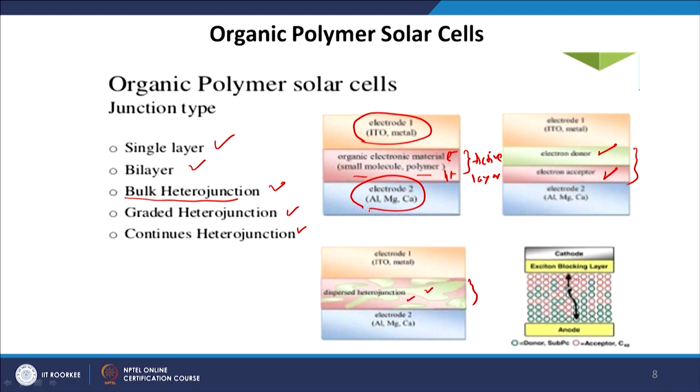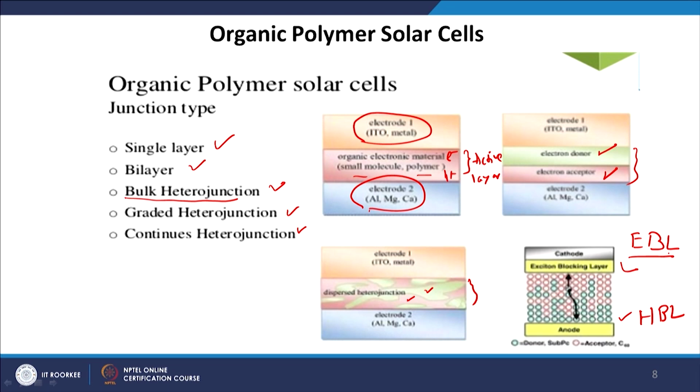Similarly, we can have a graded heterojunction, where you can see a particular concentration of the donor and a particular concentration of the acceptor gradually changing along the thickness. We can also further optimize this device by putting in an electron blocking layer or a hole blocking layer. The electron blocking layer, also called EBL, and the hole blocking layer, also called HBL, have the role of blocking one particular kind of charge carrier and allowing the other. So basically they act like a filter.